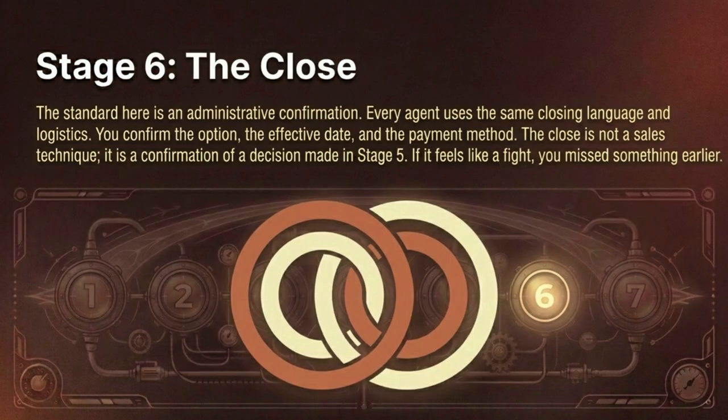Stage 6 is the close. The standard here is simple. Every agent uses the same closing language and the same logistics. You confirm the option, you confirm the effective date, you confirm the payment method, and you set expectations for what happens next.